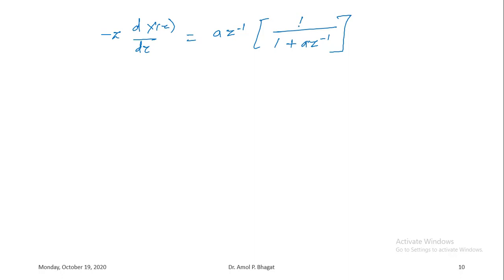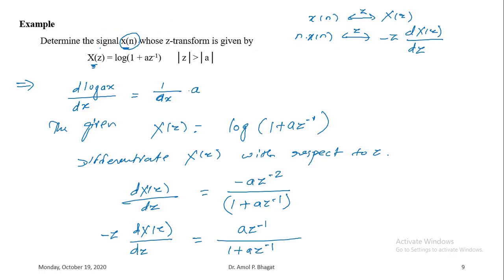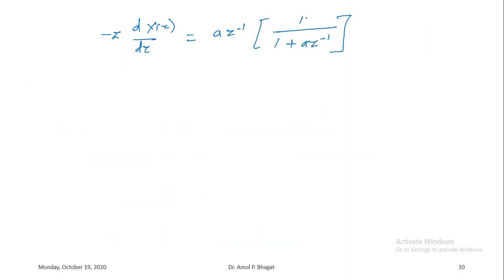Now we will try to identify the inverse z transform, because we are interested in identifying the signal x of n here, so we have to take the inverse z transform of this term. And this z inverse is nothing but the unit delay in that identified inverse z transform. There are different methods of identifying the inverse z transform: the Cauchy residue method, the partial fraction expansion method, the long division method, and the table lookup method.